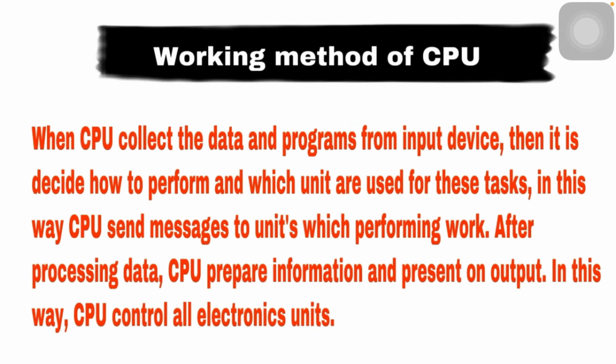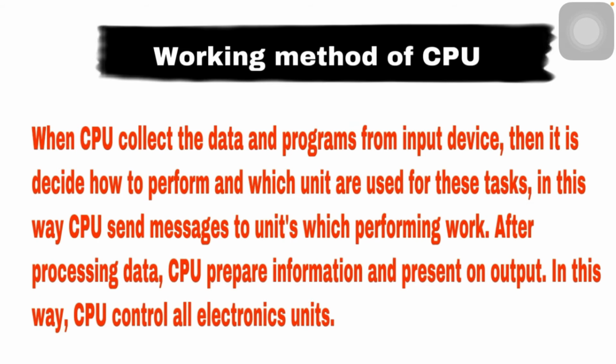Okay. So in this way the CPU sends messages to the units which perform the work. Whichever unit is performing that work, that message is sent by the CPU. After processing the data, the CPU prepares information and presents it on output. Whatever we input is processed by the various parts, and finally this information is presented on output.